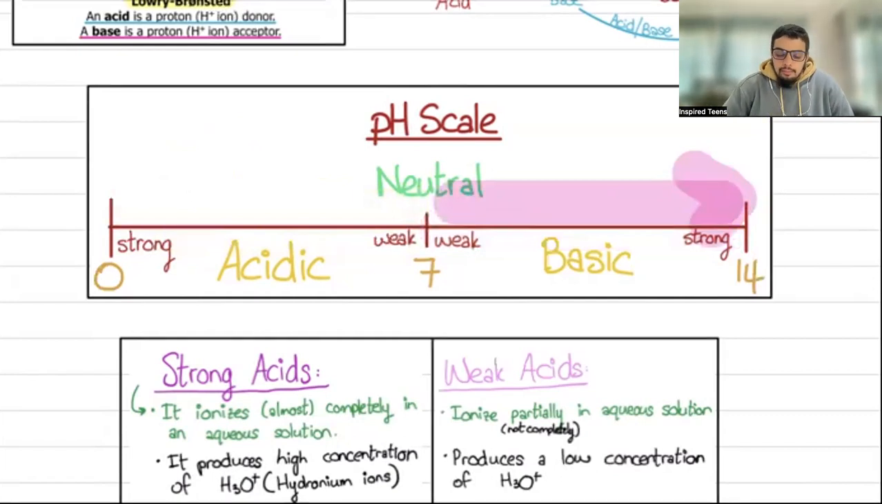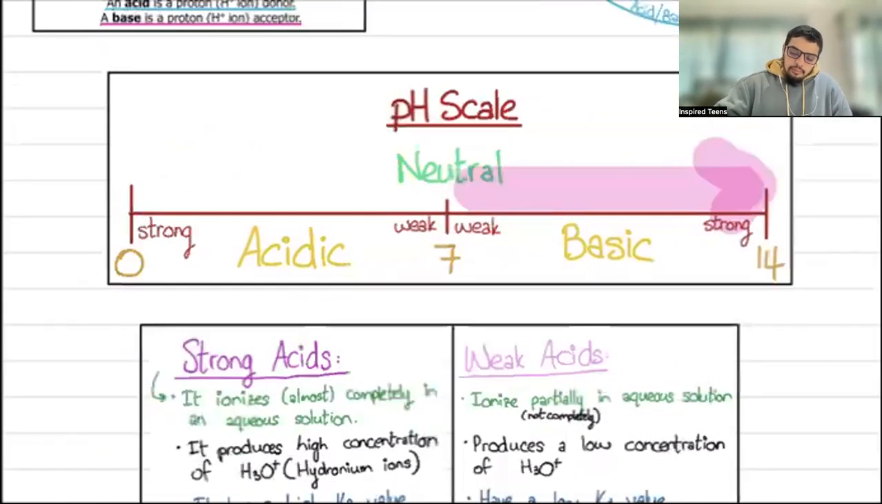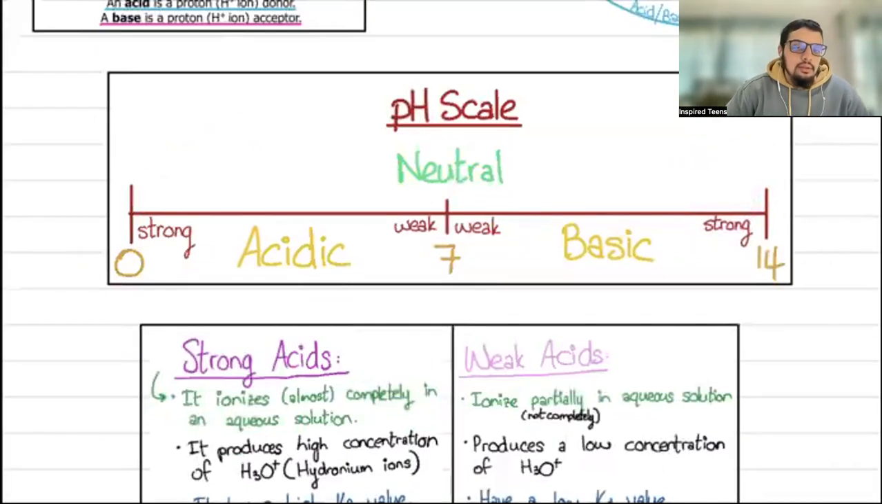Remember, acidic and basic are properties. So this is just the pH scale, which we can use, and we just need to understand these numbers, which values on the pH scale represent acidic.